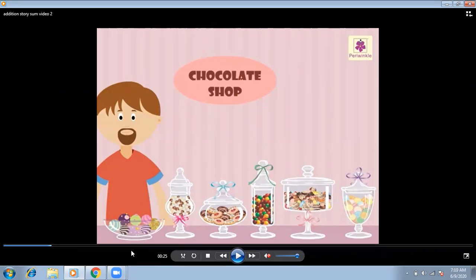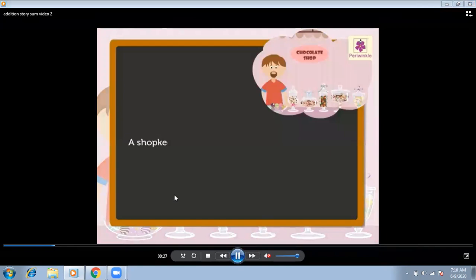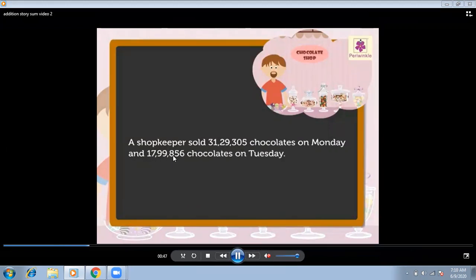So he wanted to know how many chocolates he sold in 2 days. Here is the story sum that you can see on your screen. A shopkeeper sold 31,29,305 chocolates on Monday and 17,99,856 chocolates on Tuesday. How many chocolates did he sell in all?